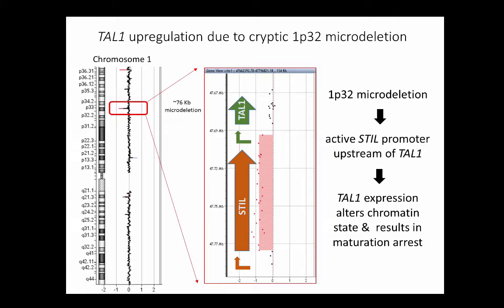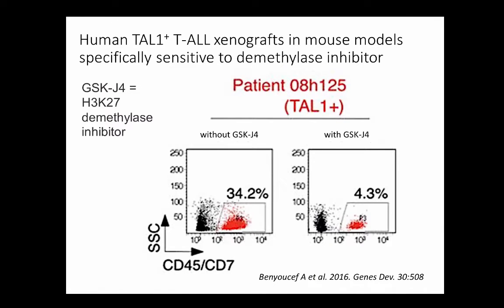Tau1 is a transcription factor that recruits chromatin modification complexes, which then alters the chromatin state of these cells that ultimately results in maturation arrest. So it's great that we can detect these abnormalities and justify what's going on in the cell, but can we really do anything about it? Importantly, there's been some very promising preliminary data from other labs showing that we can specifically target these tau1 mediated effects by inhibiting chromatin modification complexes, for example, a demethylase, shown here.